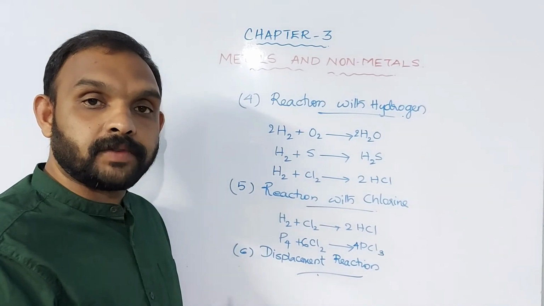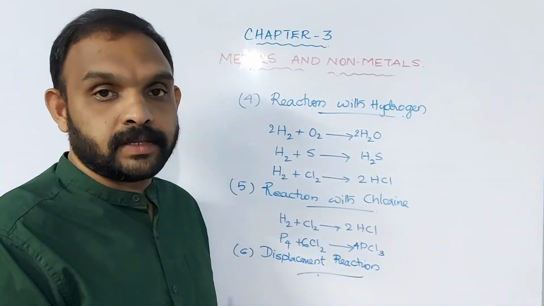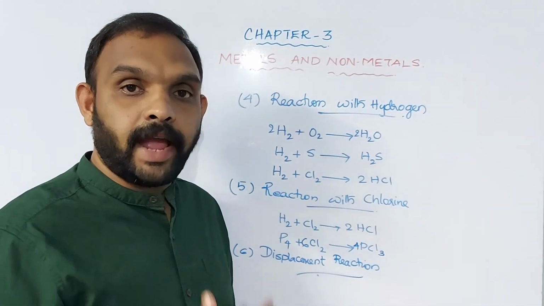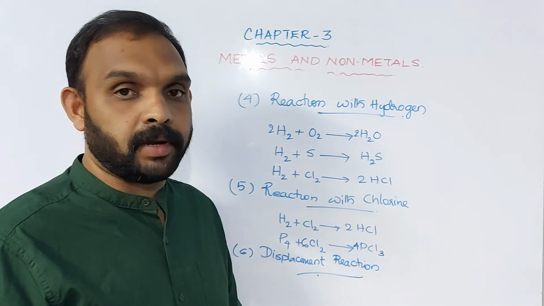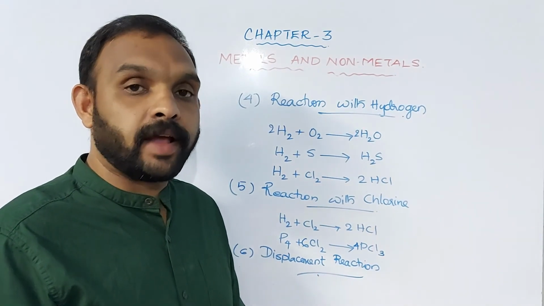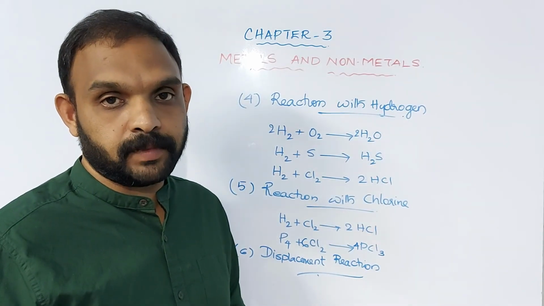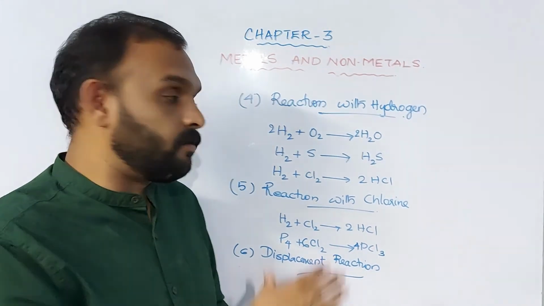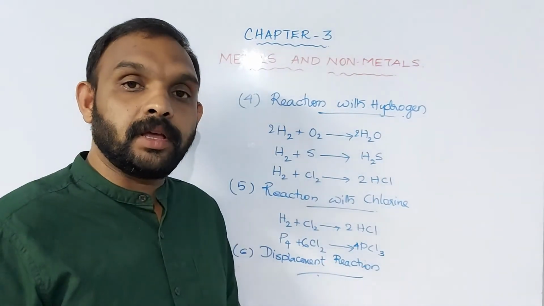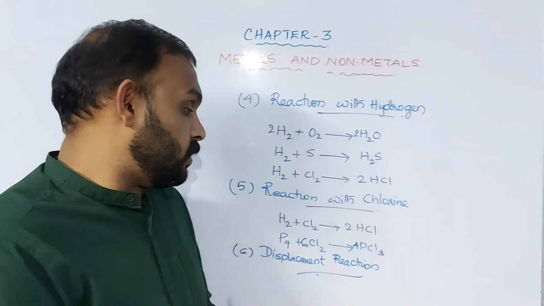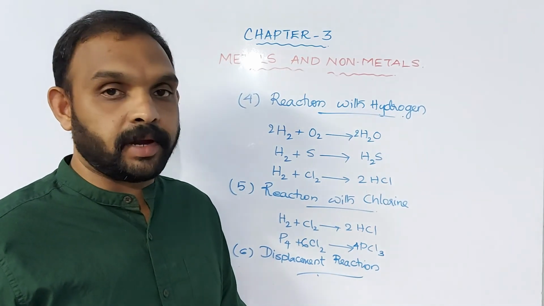Now dear students, we have seen almost 6 chemical properties of nonmetals, but out of 6, 2 are not possible. What are they? Reaction of nonmetals with water and reaction of nonmetals with dilute acids. You have to remember it. The reason is that they don't have any free electrons to displace hydrogen from water and from dilute acids. Other than that, we have reaction of nonmetals with oxygen, with hydrogen, with chlorine, and with other salt solutions, which is called a displacement reaction. Is it clear, my dear students?